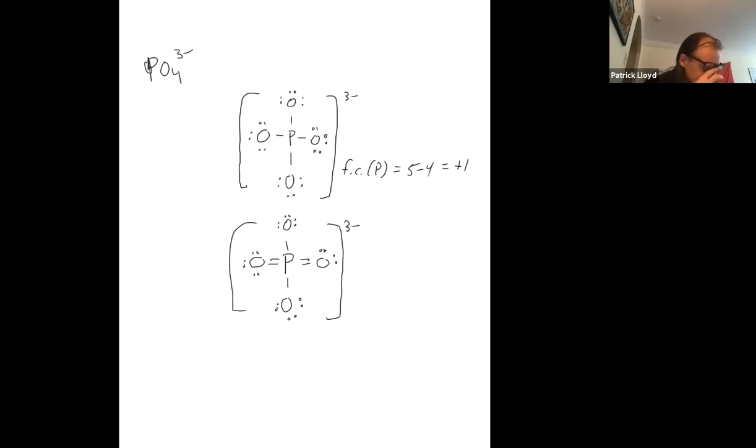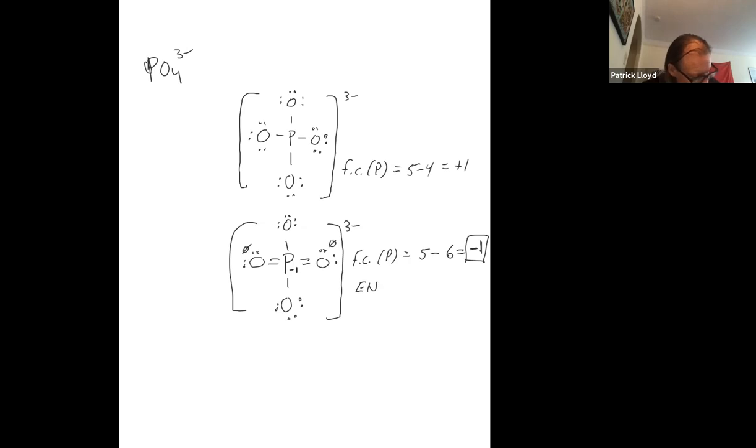Okay, now here's the problem for phosphorus. It's 5 minus 6. And that's -1. So really what you're doing is you're saying this oxygen here, oh, I'm sorry, I drew an extra pair there. These are going to have a formal charge of 0, but this one's going to be -1.